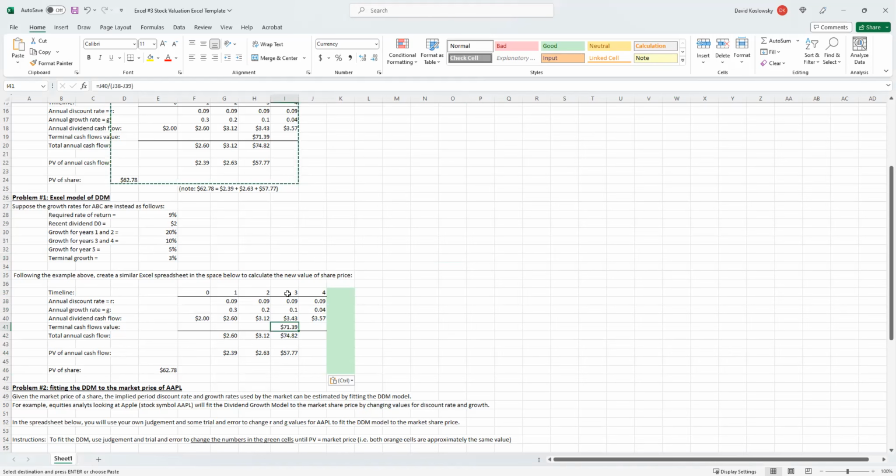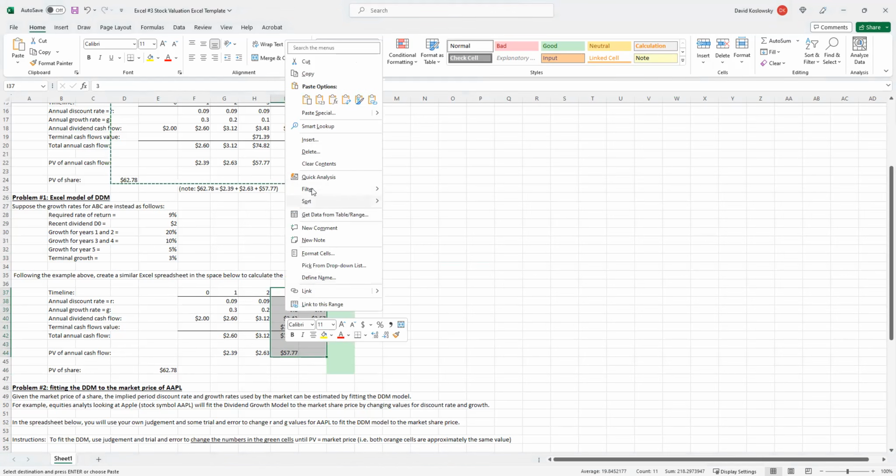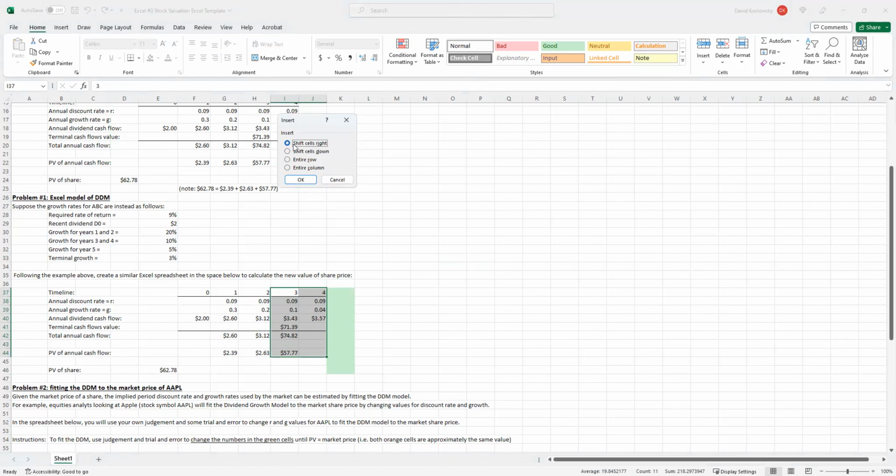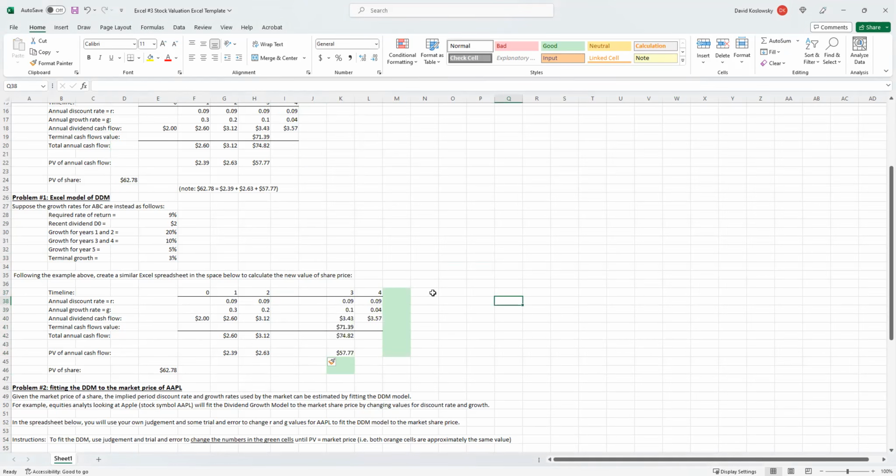The idea here is we have to insert 2 years, and we want to insert them before the terminal value. So I'm going to insert it right here. I'm going to highlight to insert the 2 years, and I'm going to say insert, and shift cells to the right, and that's what I want.